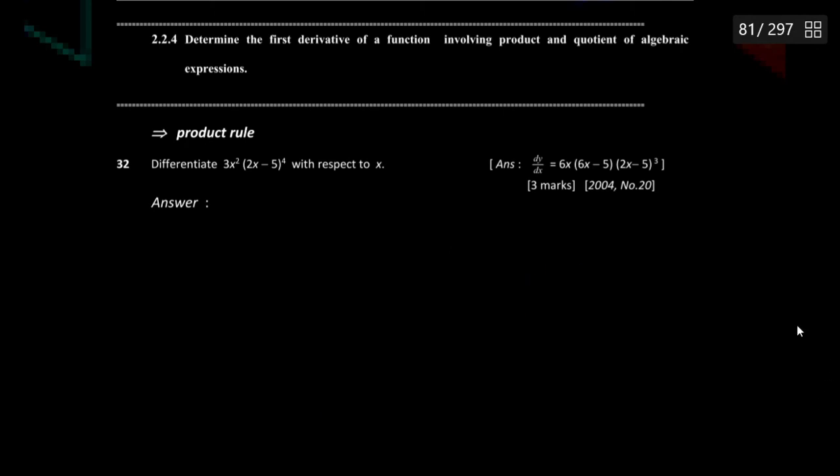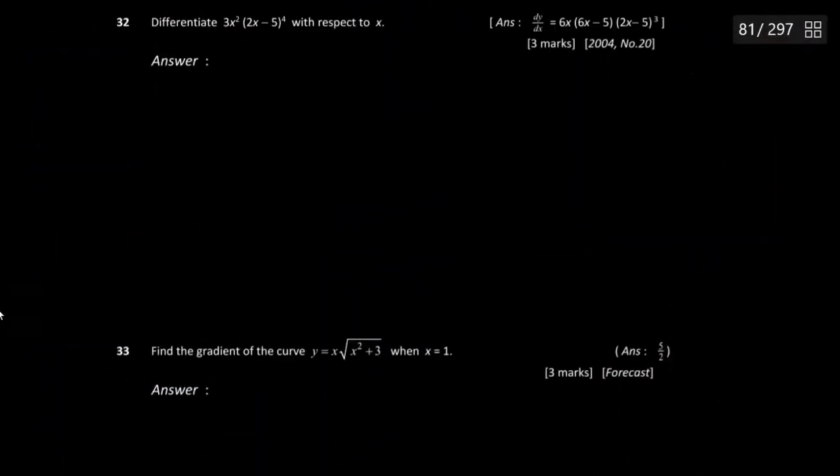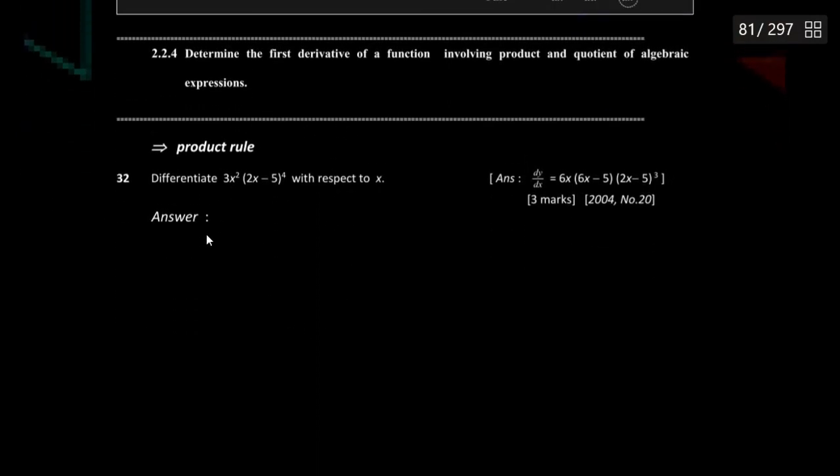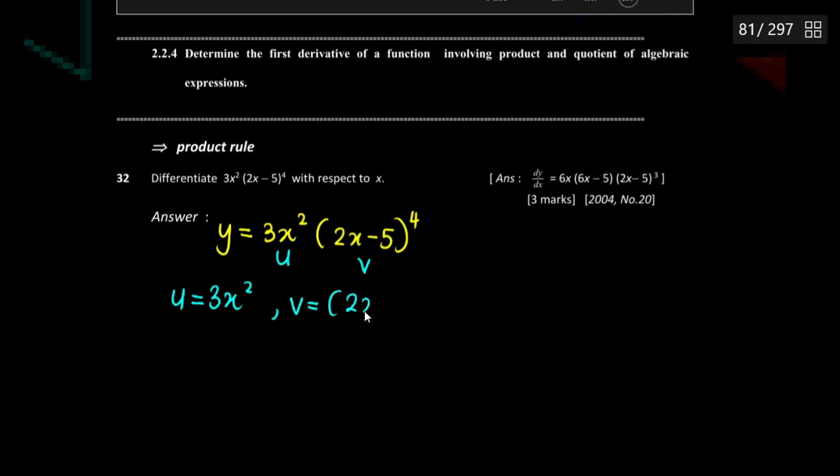Okay, so we will try one question here. We try this one, 32. Differentiate this. This is our y, 3x squared, (2x minus 5) to the power of 4. Now this is the u, this is the v. So I write my u first, 3x squared. Then I write my v, (2x minus 5) to the power of 4. Find your du/dx, which is 6x. Find your dv/dx.